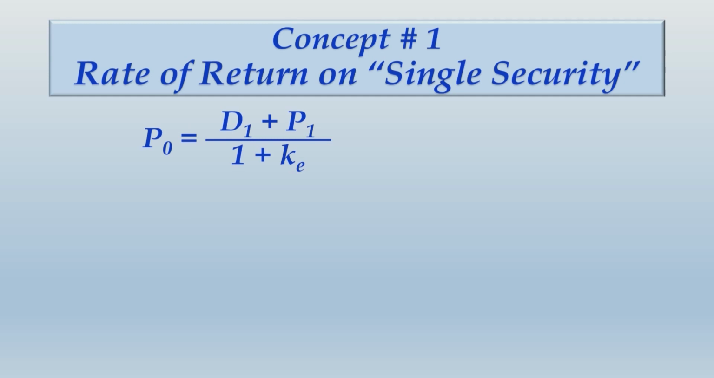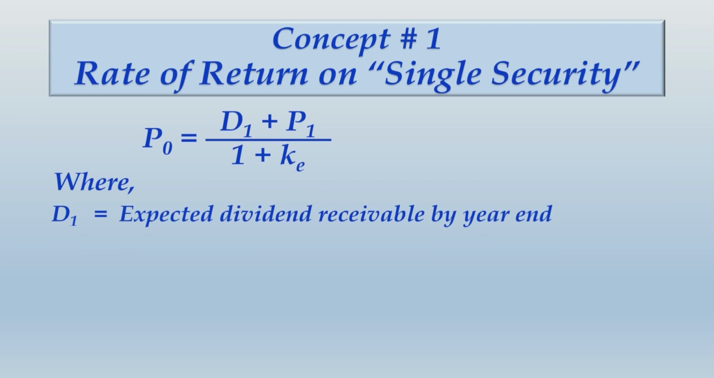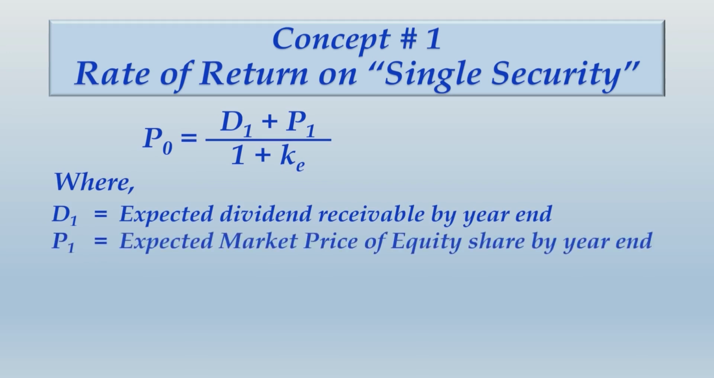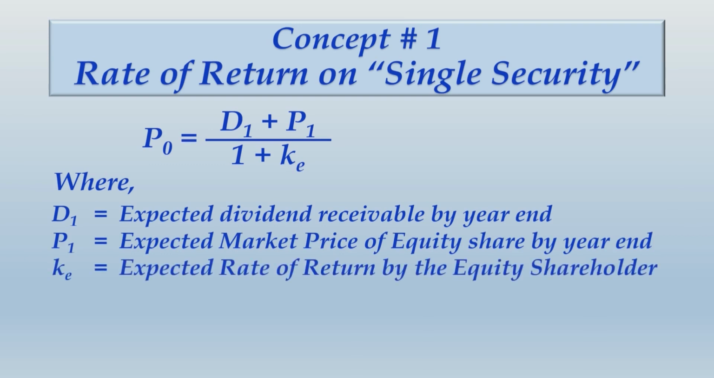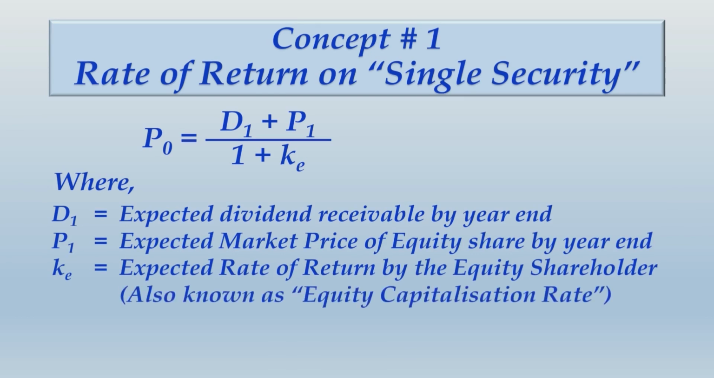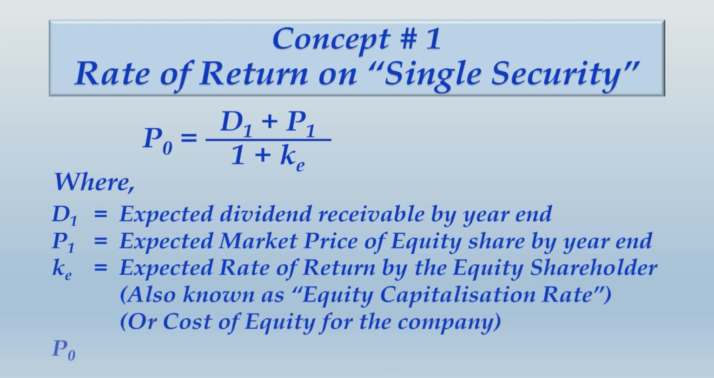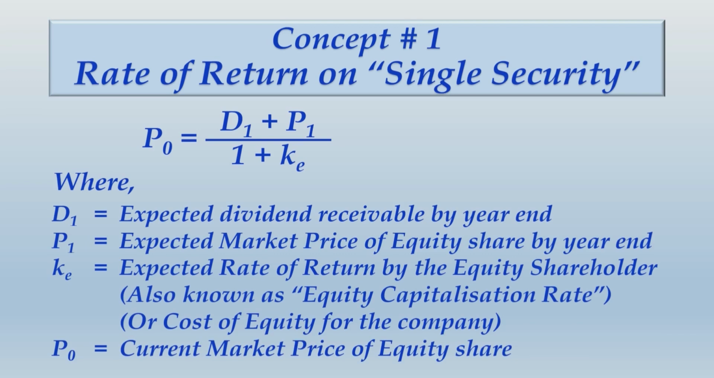P0 equals D1 plus P1 upon 1 plus KE, where D1 is expected dividend receivable by year end, P1 is expected market price of equity share by year end, KE is expected rate of return by the equity shareholder. The same can also be called equity capitalization rate or cost of equity for the company, and P0 is the current market price of equity share. So let us move ahead and analyze something more out of this basic formula, that is P0 equals D1 plus P1 upon 1 plus KE.